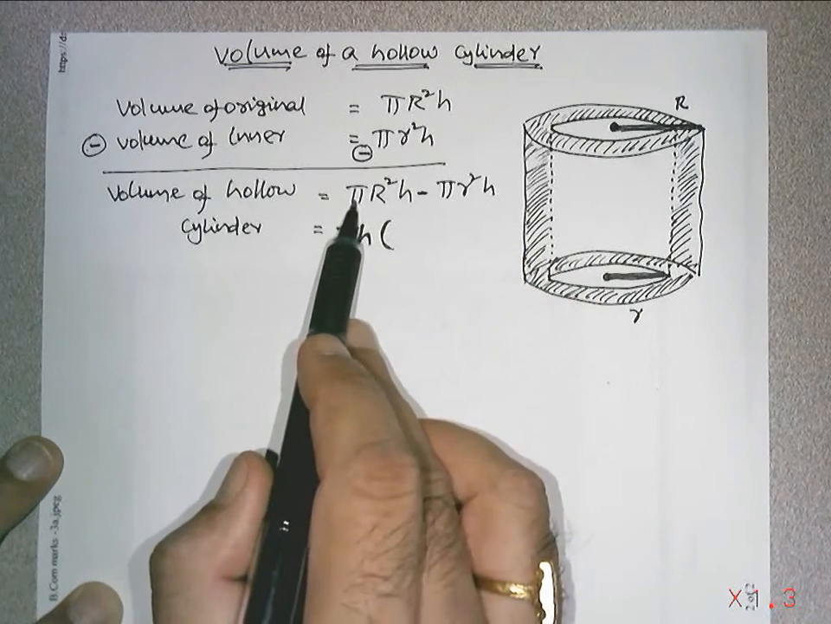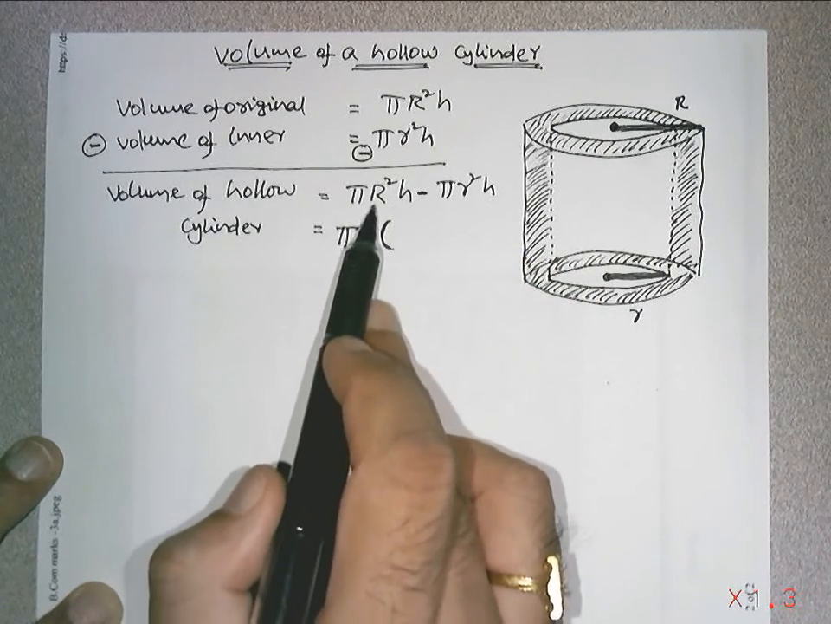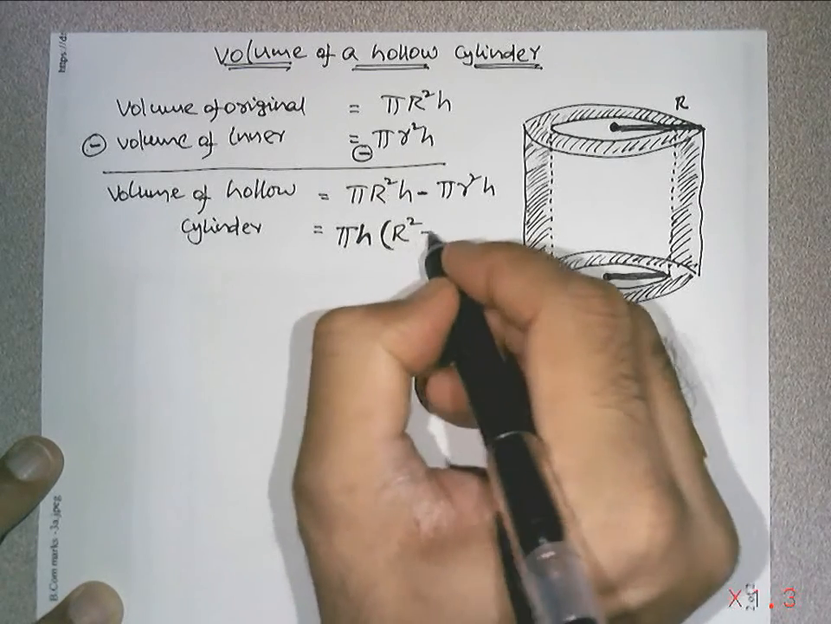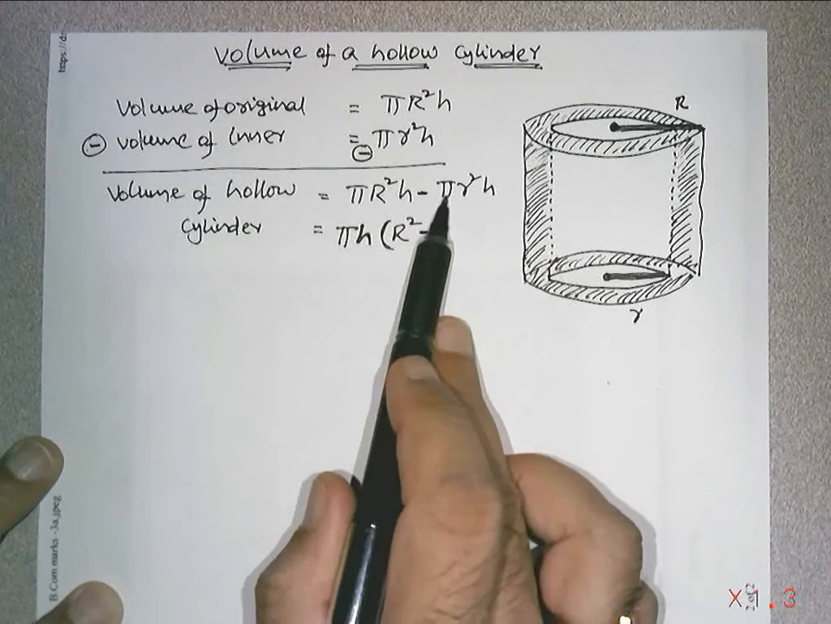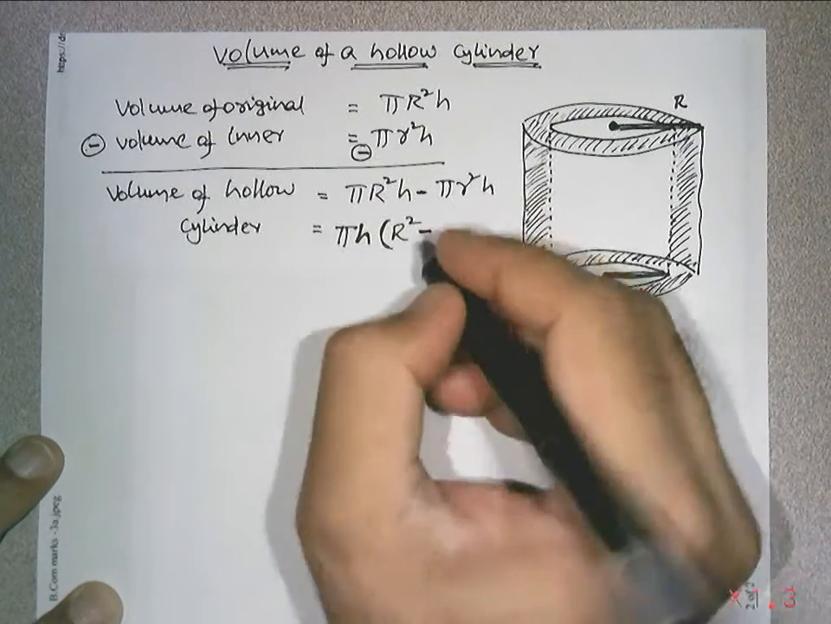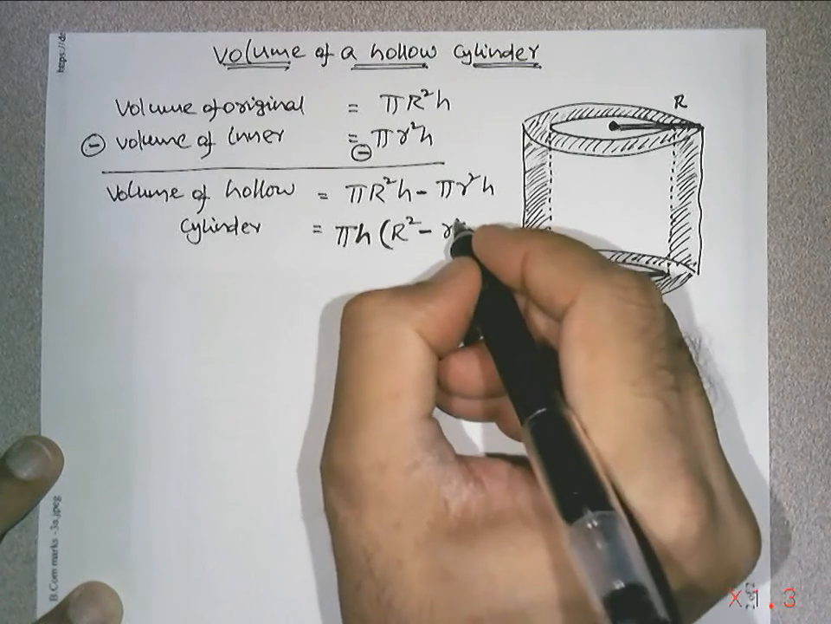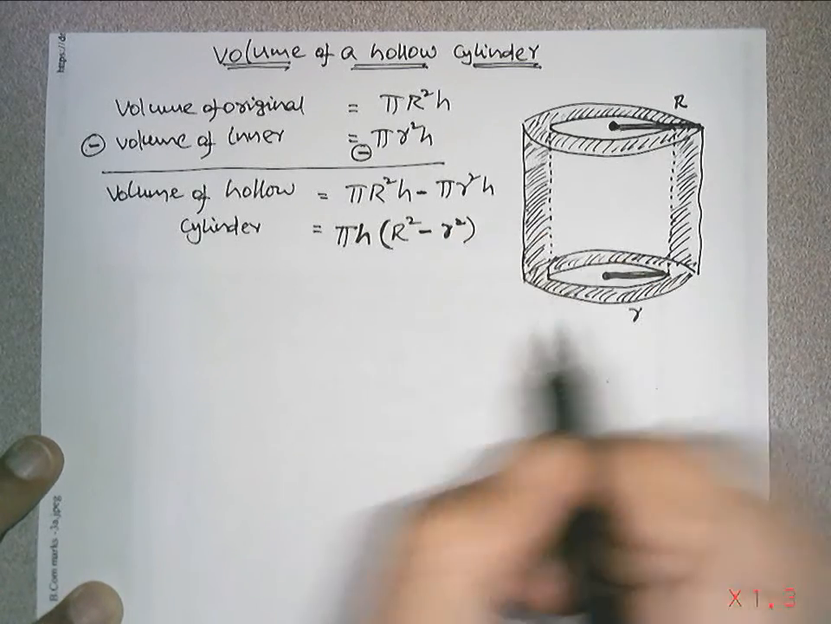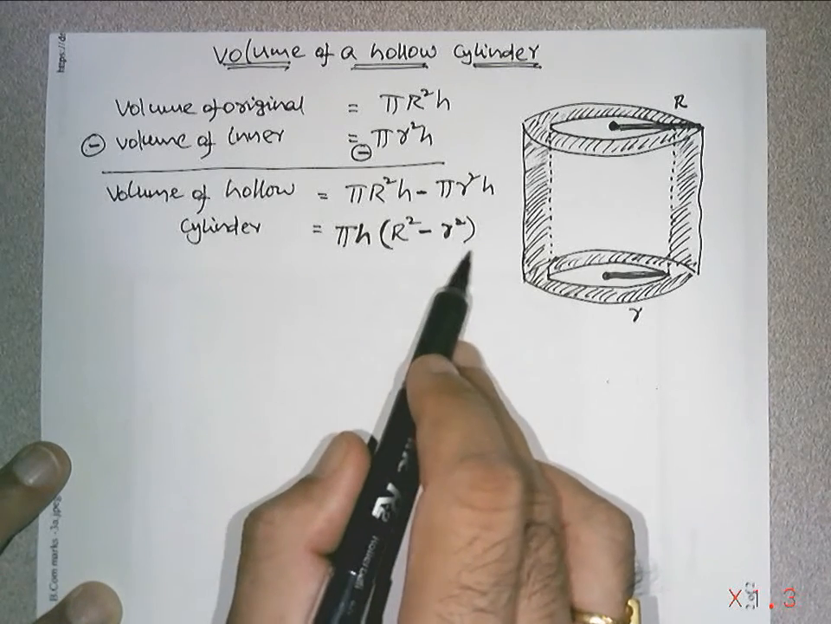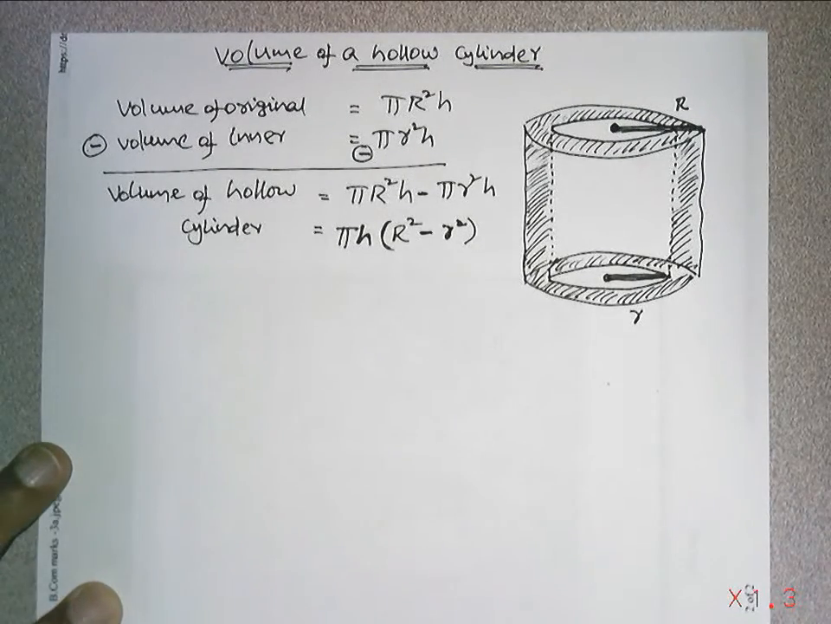If I take out pi and h as common, I am left with capital R square minus small r square. So pi times h times (R square minus r square). This is the volume of a hollow cylinder.